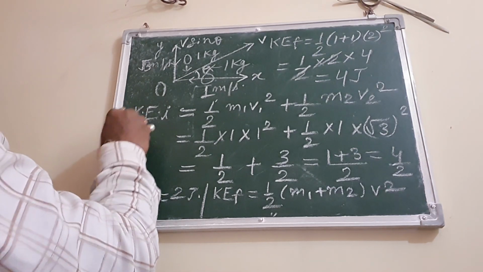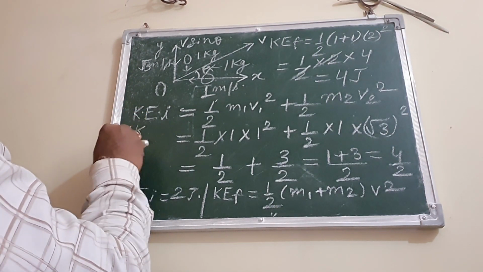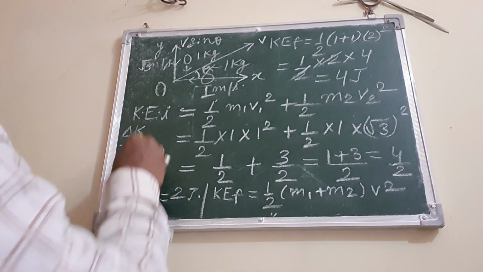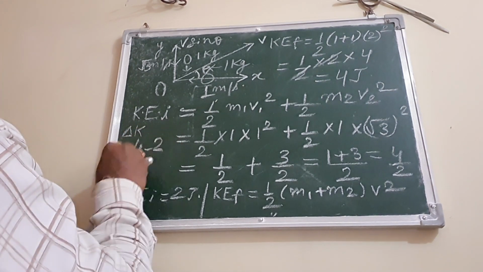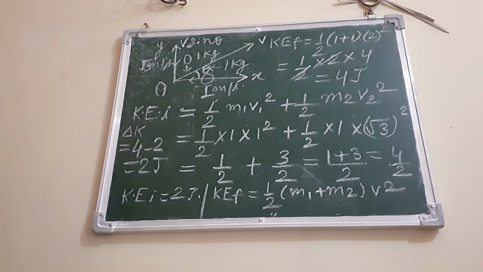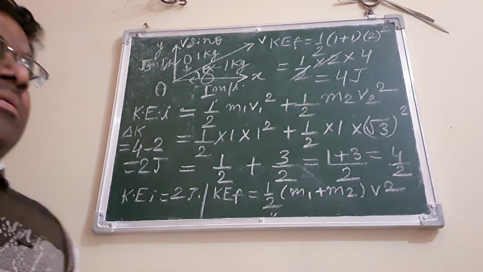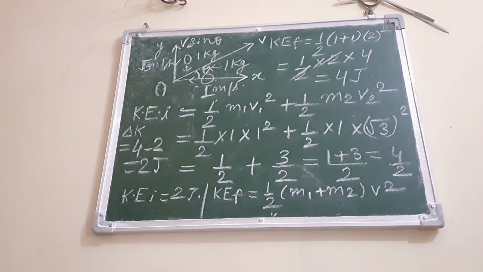So our delta K, the loss in kinetic energy, will be 4 minus 2, that is 2 joules. So 2 joules will be the loss in kinetic energy. So I think you might have all understood this question also. So we are going to understand this question once more.